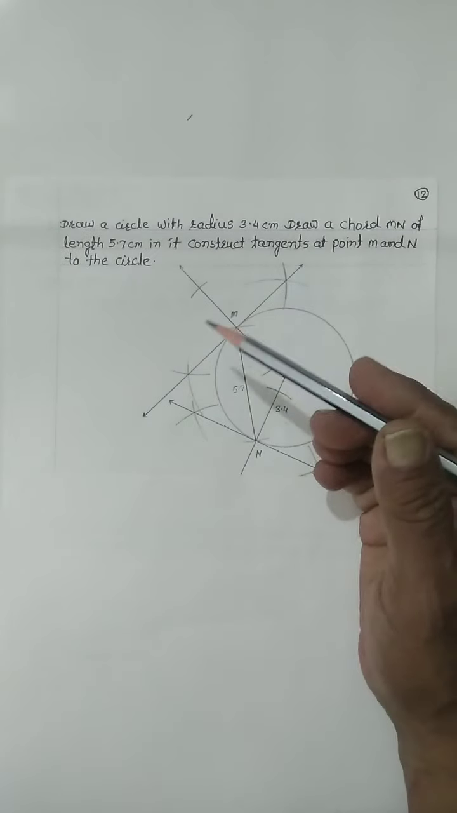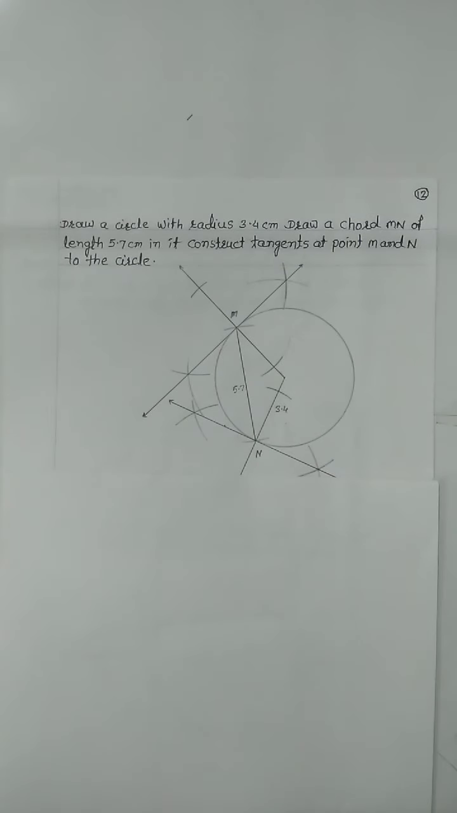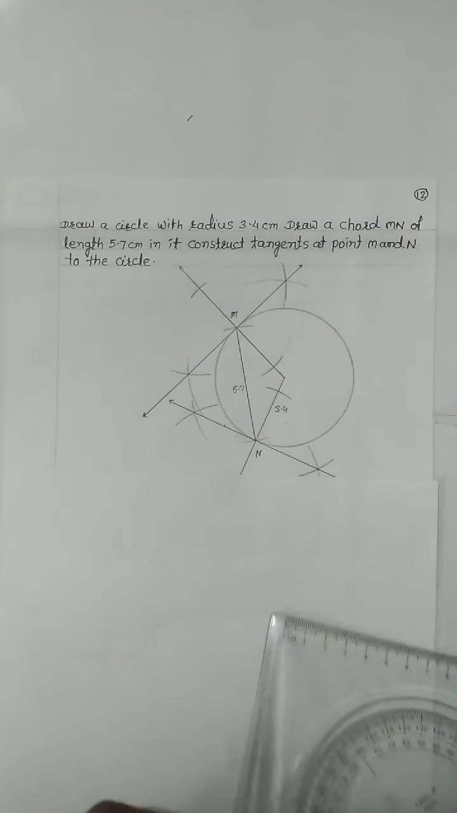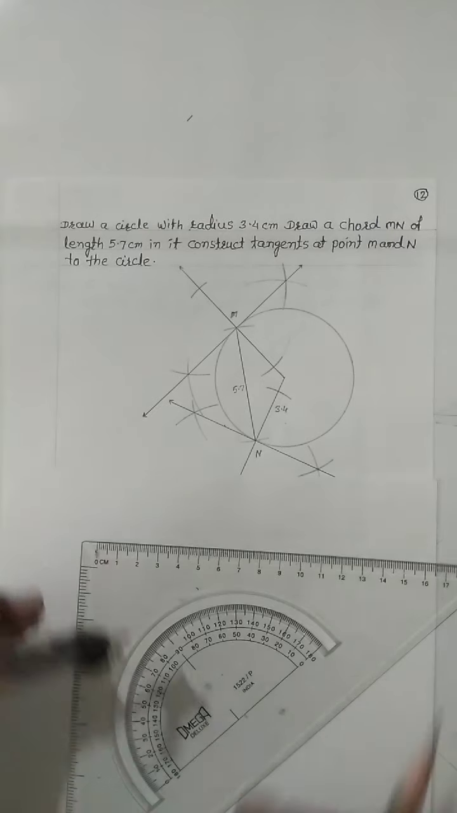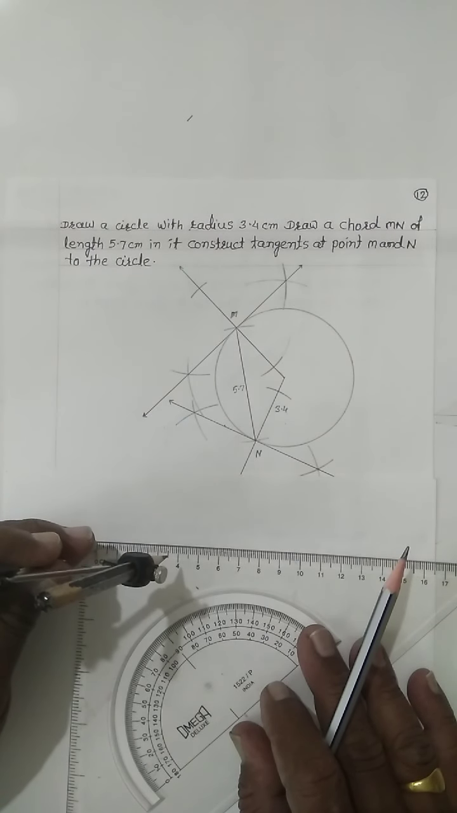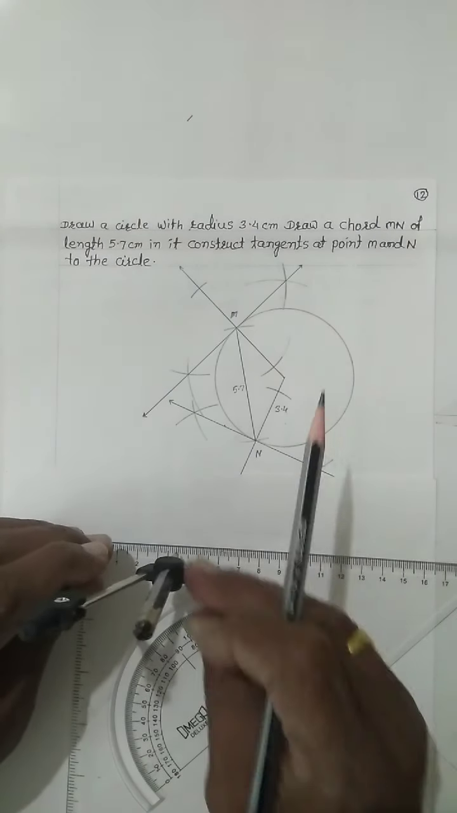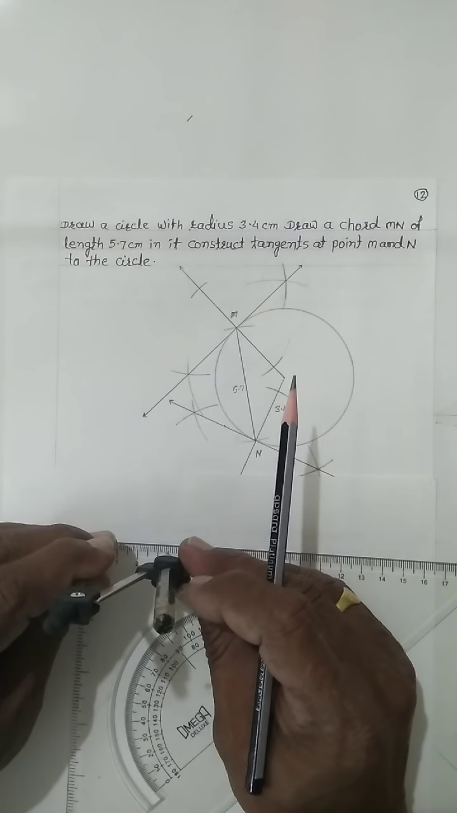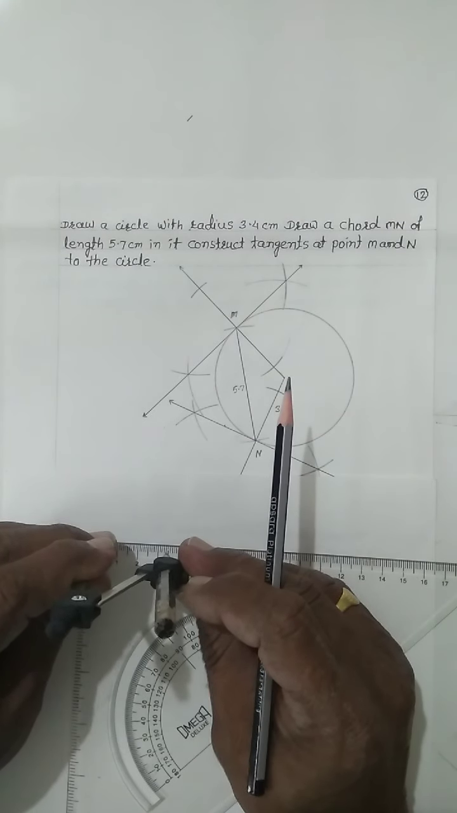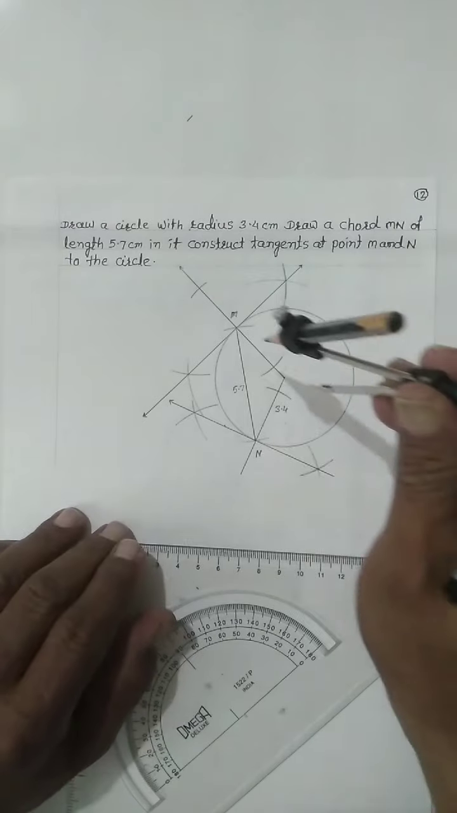Now in this construction, firstly draw the circle having radius 3.4 cm. Firstly take a radius 3.4 cm and draw the circle.